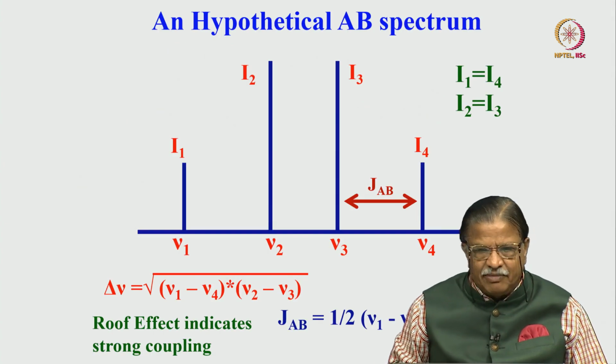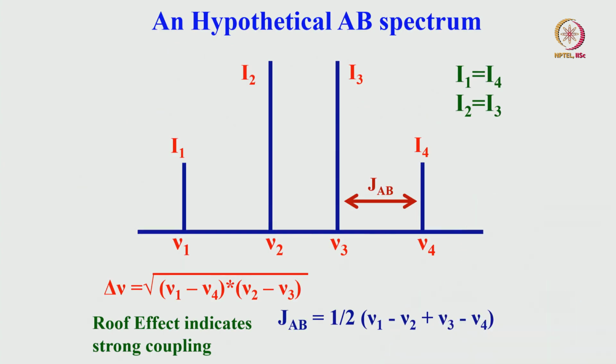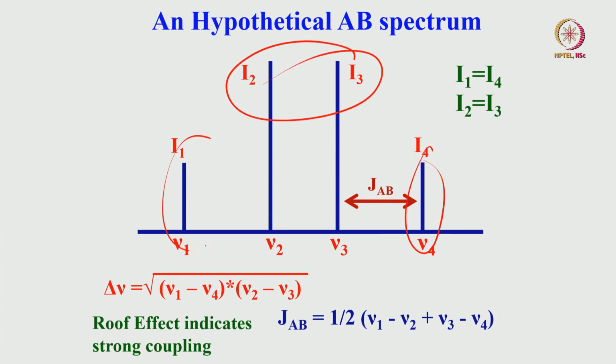Now, how does the spectrum come? This is how the spectrum appears. A hypothetical AB spectrum is plotted, and you see the two central lines are of equal intensity, the two outer lines are of equal intensity, but all 4 lines are not exactly equal, unlike what you see in the AX spin case. Of course, there will always be a strong coupling effect. This is the roof, and you can see it is tilted like this. That shows there will be a roof effect all the time, in most cases of strongly coupled spin systems.